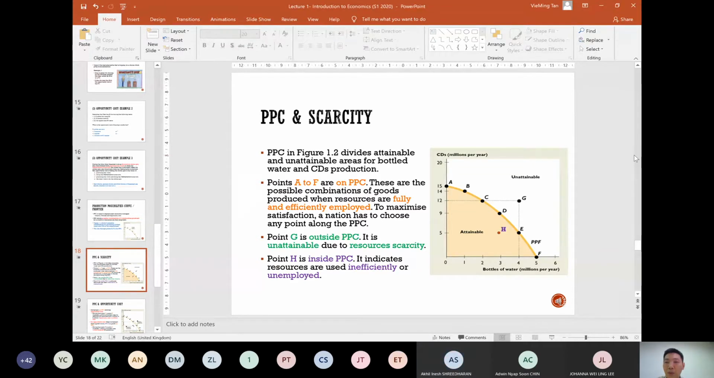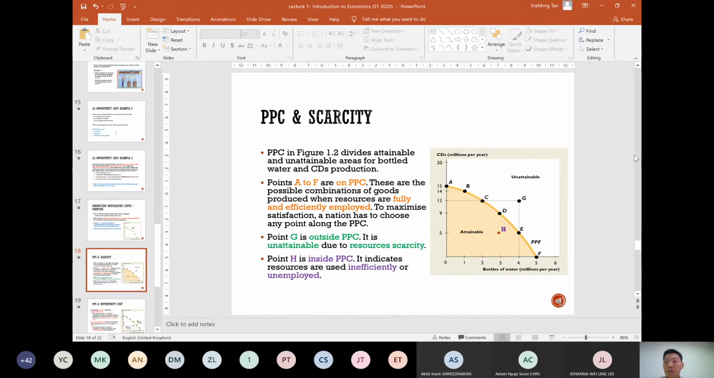Correct. Yeah. So where are the points? Yes, A, correct. B, C, D, E, F. Yes. So A, B, C, D, E, F all can be considered by the country to produce a combination of CD and water. Because the points along the PPF or PPC can help the country to utilize the resources fully.